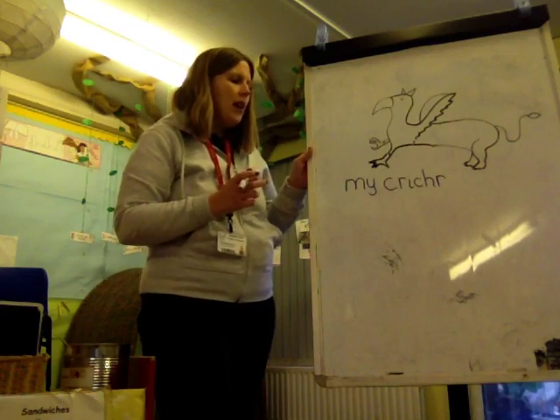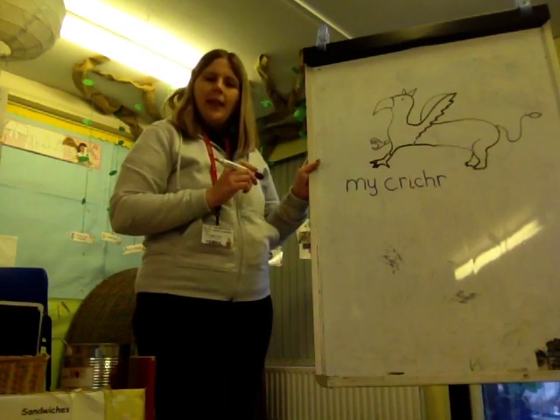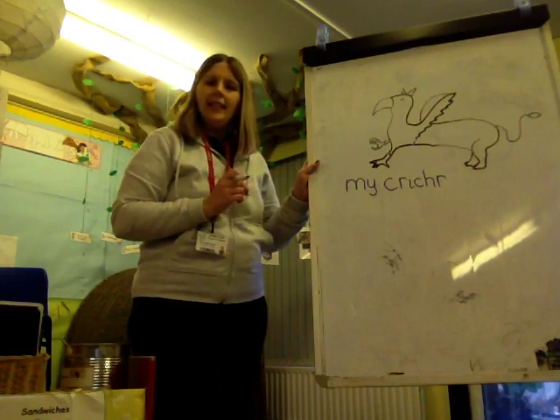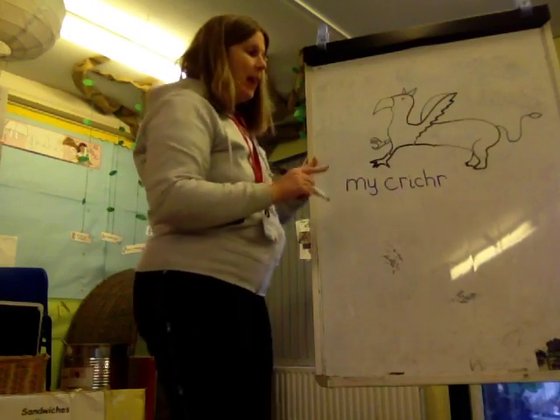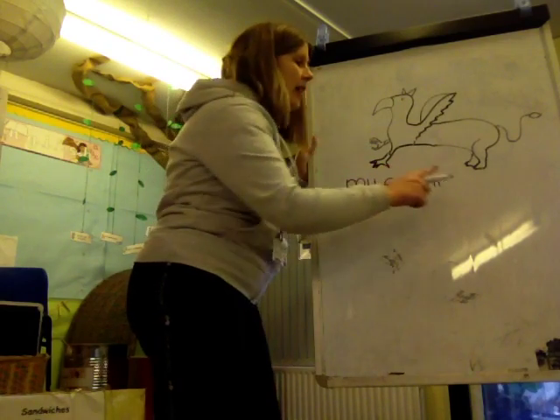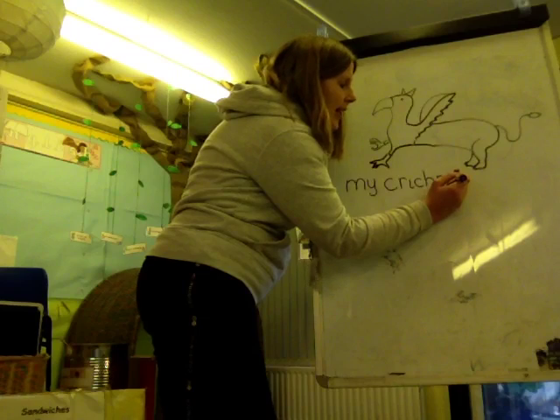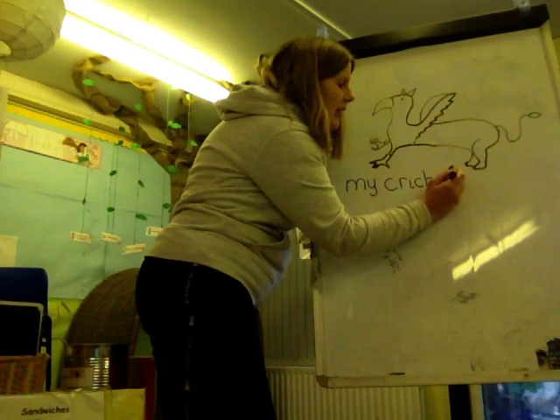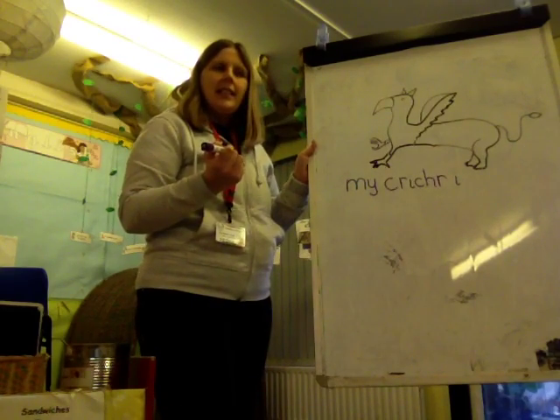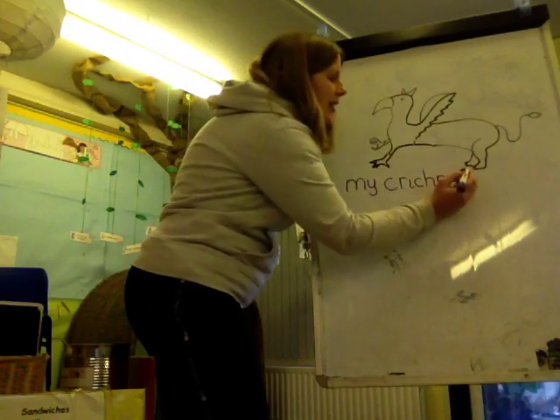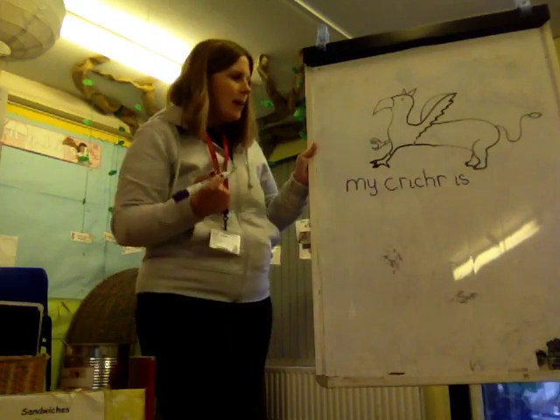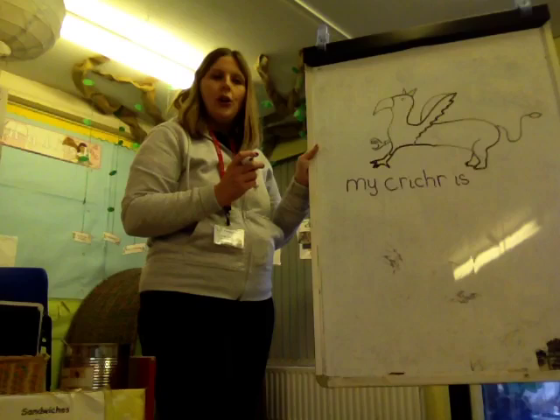Okay, so my creature. The next word is is. What's the first phoneme we can hear in is? I, I. But we need a space because remember it's a new word and we always know it's a new word if we've left a space. So we're going to do a thread jump and we're going to write I. Down the insect's body, dot for his head. Okay. Is. That's right. Say it with me. Slither down the snake. My creature is called.